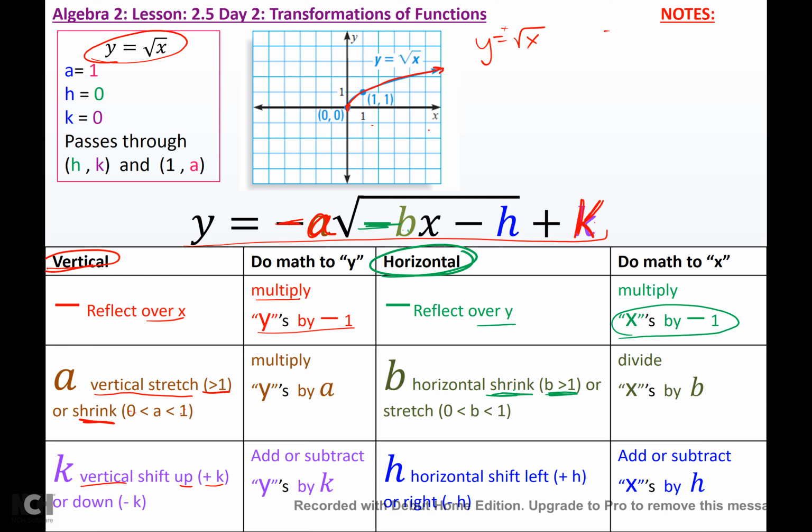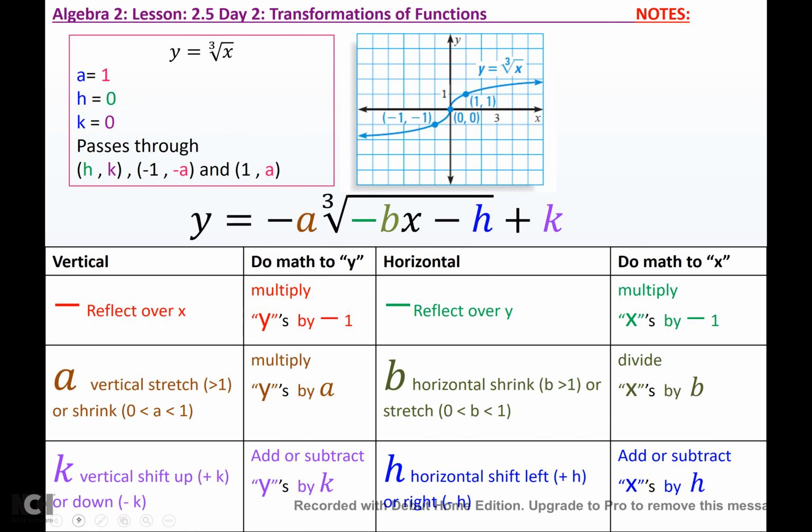You'd think bigger than 1 would make a stretch, but remember, anything with my crazy x is backwards. So if it's bigger than 1, it's going to cause a shrink. And if it's a fraction between 0 and 1, it's going to cause a stretch. Mathematically, you divide your x's by the b. Your h is going to be a horizontal shift left if you're adding h, right if you're subtracting h. Mathematically, what you do is you add or subtract that number from or to the x's.